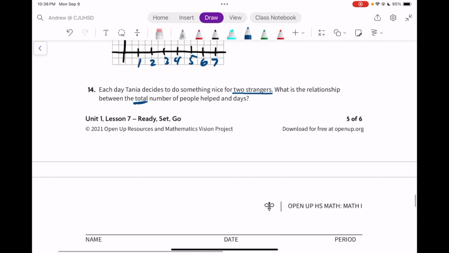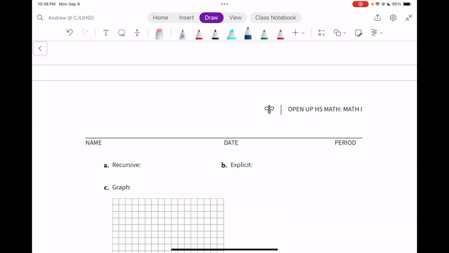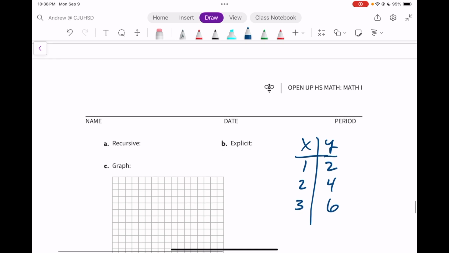And then finally, each day Tanya decides to do something nice for 2 strangers. What's the relationship between the total number of people she helped and days? So again, you might want to set up a little table when you're doing these. On the first day, she helps 2 people. And then the second day, she's helped 2 people and she helps 2 more. So she's helped 4. On the third day, she's helped a total of 6 people, and so on. So as you can see, the common difference is 2, and you're starting at 2. So this is definitely arithmetic.